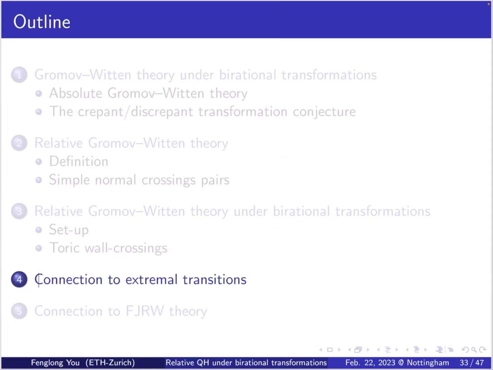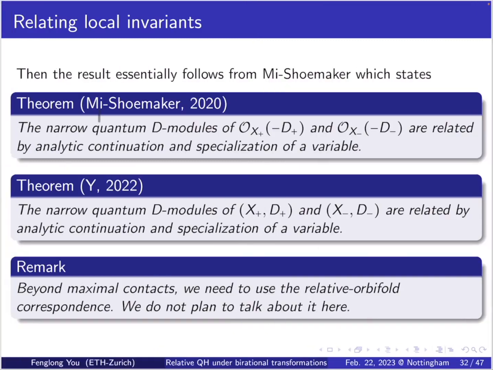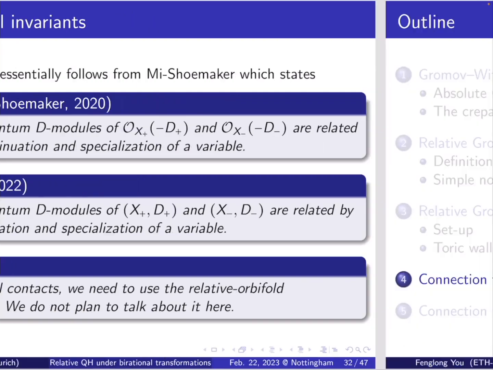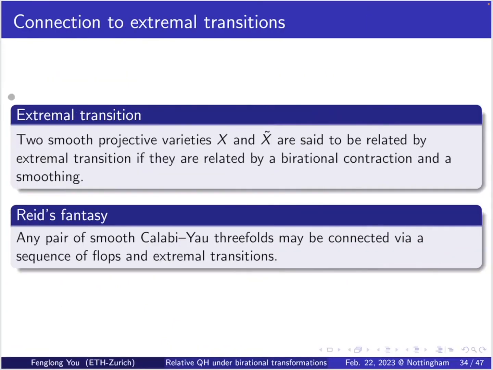And now let's talk about the relation with extremal transitions and FJRW theory. So I talk about this paper by me and Shoemaker. What they study is the extremal transition, how Gromov-Witten theory varies under extremal transition. And let me briefly explain what this extremal transition is. Two projective varieties X and X tilde are said to be related by extremal transition if they are related by a birational contraction and a smoothing.